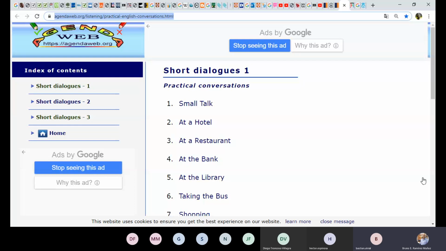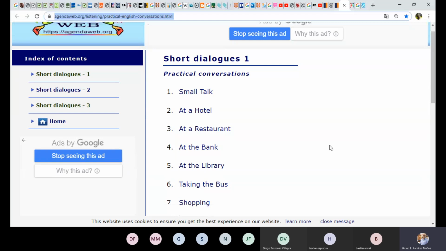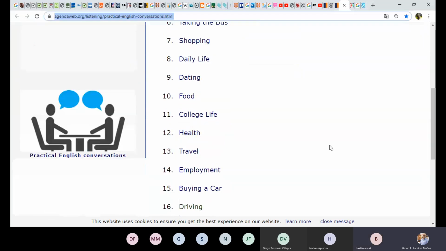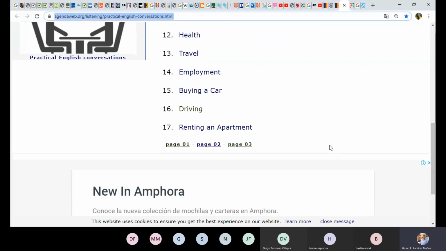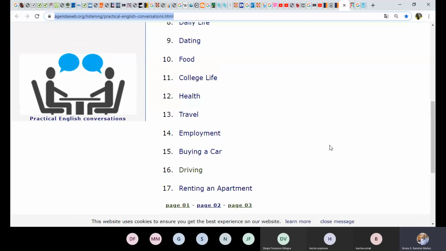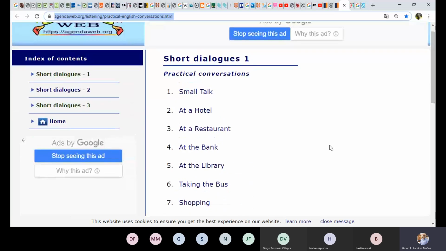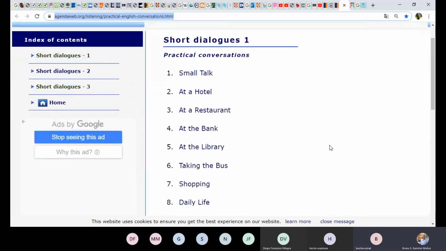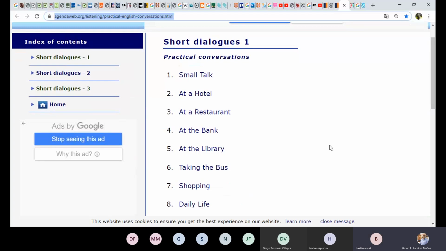So here we have, I mean, this is just the first one. And probably we have already used this one. This website contains short dialogues. This is one source, one website that you can use. And here you have short dialogues. Let me copy and paste this in the chat box so you can have it, all right?